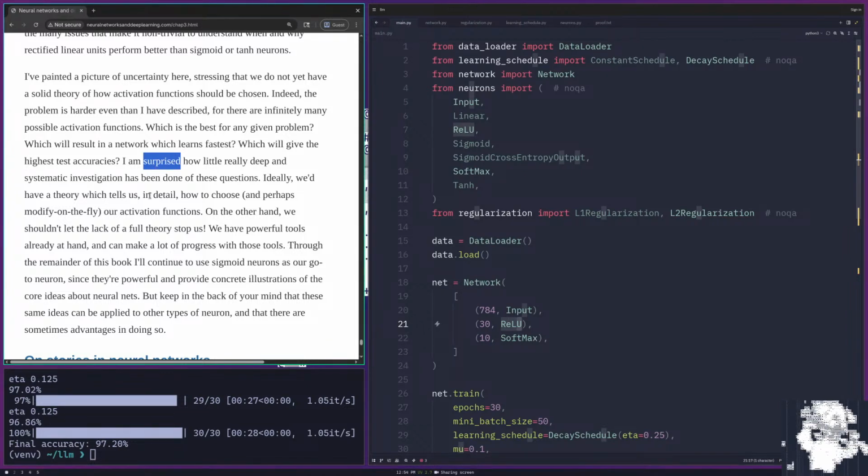Ideally, we'd have a theory which tells us in detail how to choose and perhaps modify on the fly our activation functions. On the other hand, we shouldn't let the lack of any full theory stop us. We have powerful tools already at hand and can make a lot of progress with those tools. Through the remainder of this book, I'll continue to use sigmoid neurons as our go-to neurons since they're powerful and provide concrete illustrations of the core ideas of neural nets, but keep in the back of your mind that these same ideas can be applied to other types of neuron and that there are sometimes advantages in doing so.